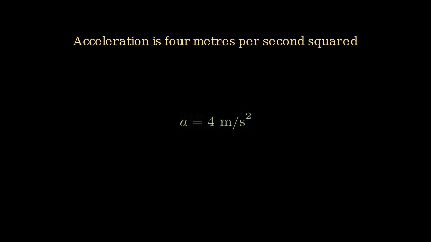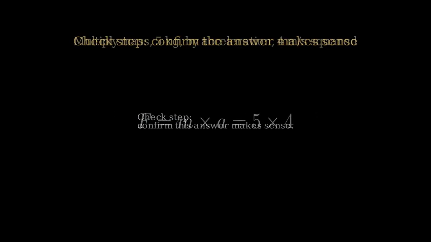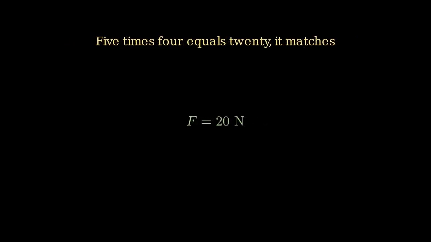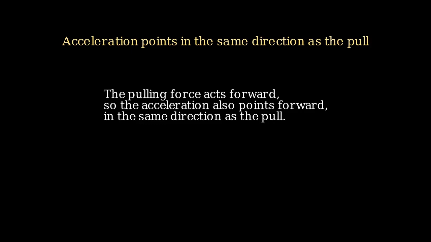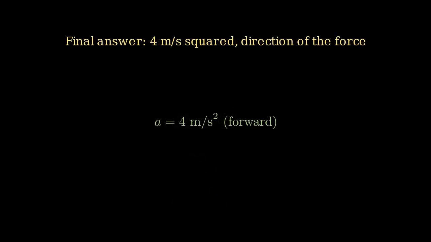Check step, let's confirm this answer makes sense. Multiply the mass 5 kilograms by the acceleration 4 meters per second squared. 5 times 4 equals 20, which matches the pulling force of 20 newtons, so the answer is confirmed. Also, since the pulling force acts forward, the acceleration must also point in the forward direction, matching the direction of the pull. So the final answer is, the block accelerates at 4 meters per second squared in the direction of the applied force.